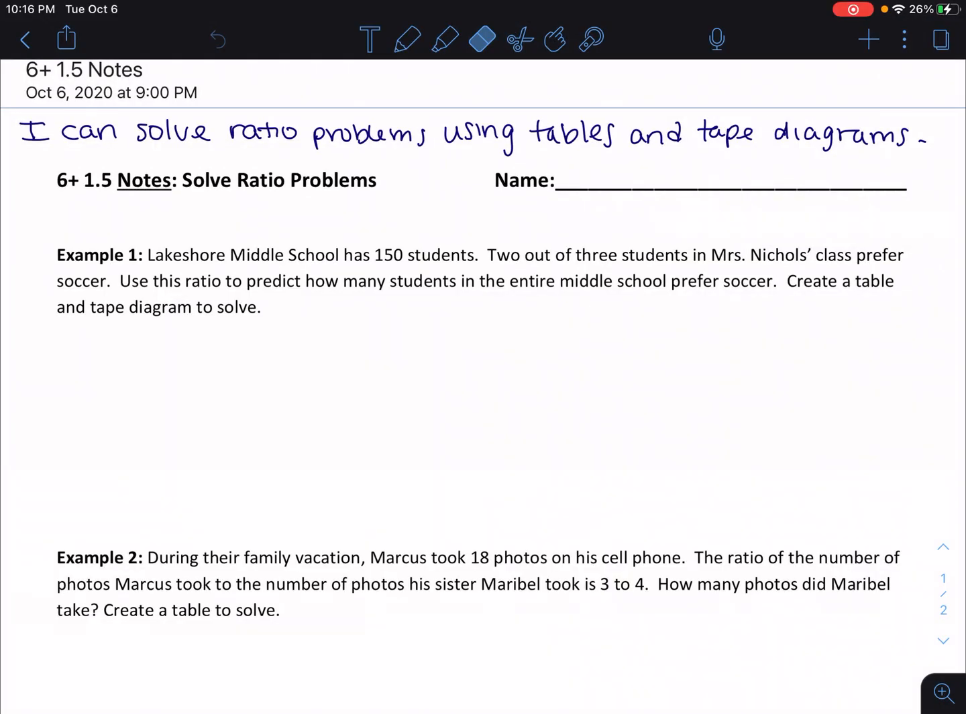All right, everyone. Today we are doing section 1.5, solving more ratio problems. Today these ratio problems are going to be solved with tables and tape diagrams because we are going to look at part to whole relationships specifically. Remember that when something is part and whole, you are given either the entire tape diagram or the total of the items in the table. So we are going to do a table and a tape diagram for each problem.